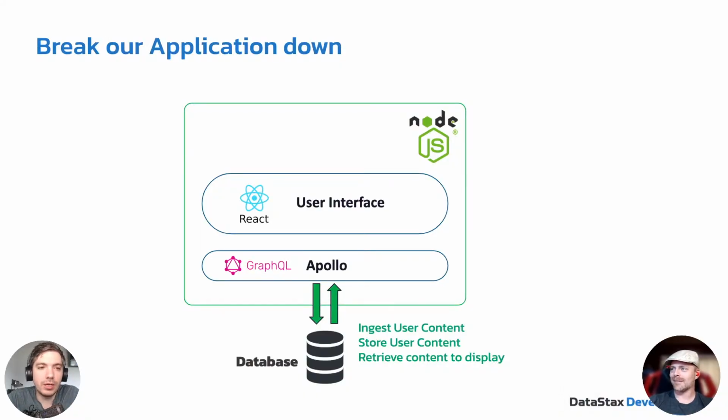So first thing we're going to do is break our application down. And this is kind of our basic structure. We're going to have our user interface, for which we're going to be using React. We are going to have our database where we're going to ingest content, store that content, and be able to retrieve it. And then we're going to use the GraphQL API to communicate between our Node.js backend and the database. So this is kind of our high-level view of what our application is going to be. This could be applied to any application, but we're going to be using it for our Netflix.